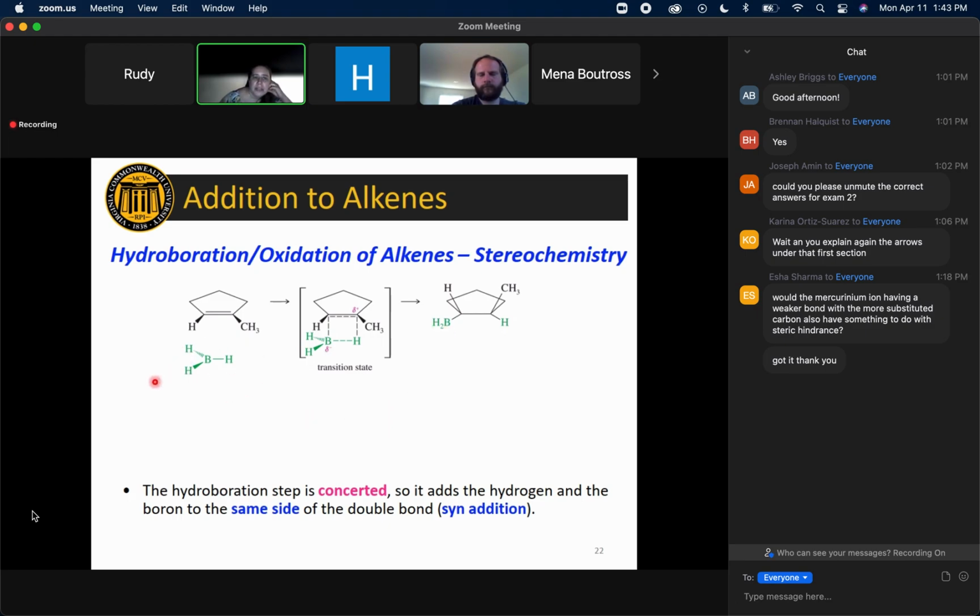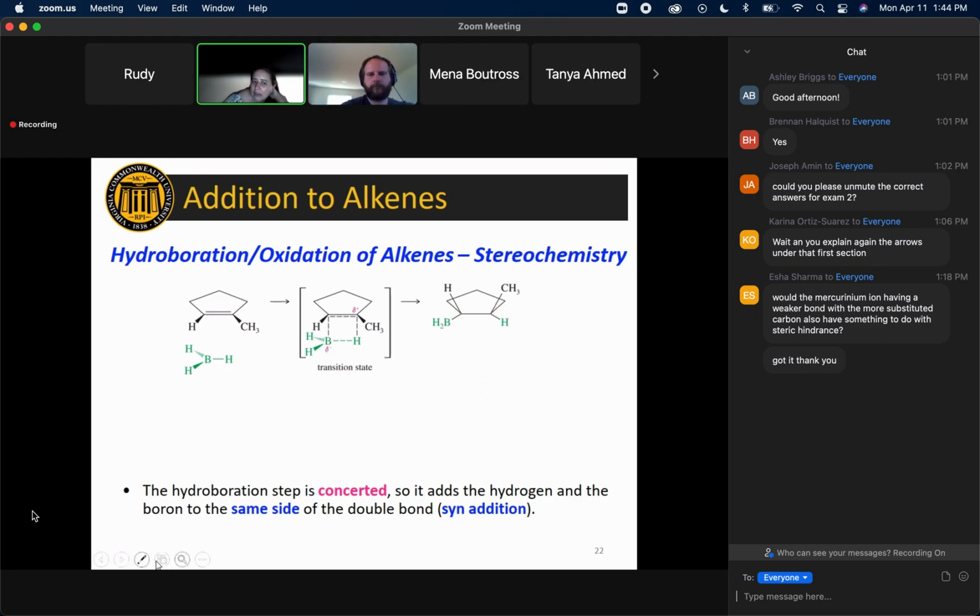So I've shown our BH3 coming in from the bottom face of this double bond. It could also come in from the top face, but if it comes in from the top face, then the boron and the new hydrogen bond would both be on the top face of this double bond. Okay, so this is referred to as syn addition, where our 2 new sigma bonds are going to end up on the same side of that pi bond.